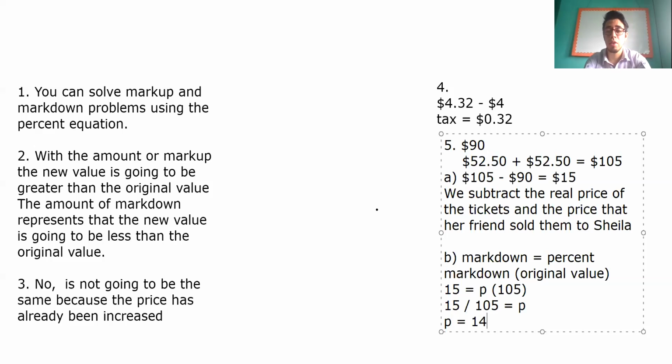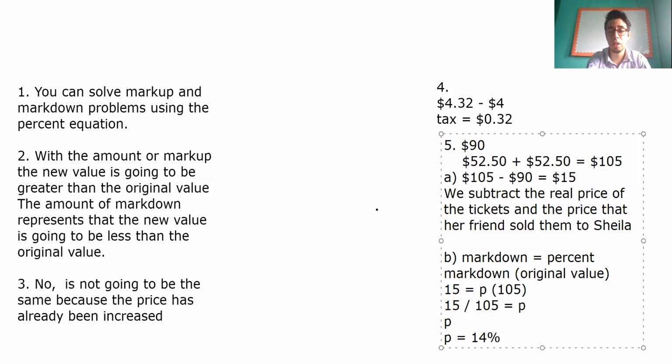So finally, what is the value for p? It is going to be 14%. You are going to obtain the answer in decimals, and later you multiply it by 100. So finally, we obtain 14%. 15 divided by 105 is 0.1428. Is this one?